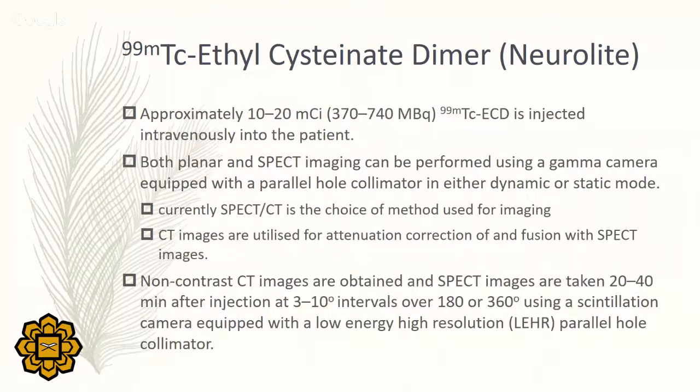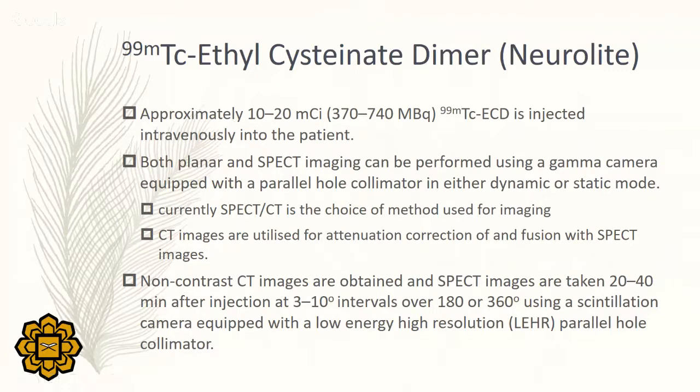Okay, so how is it done in the hospital? We use about 10 to 20 millicurie, approximately 370 to 740 megabecquerel, of ECD. We administer it to the patient intravenously. So this is the point: don't get confused. You might think that it might be oral.